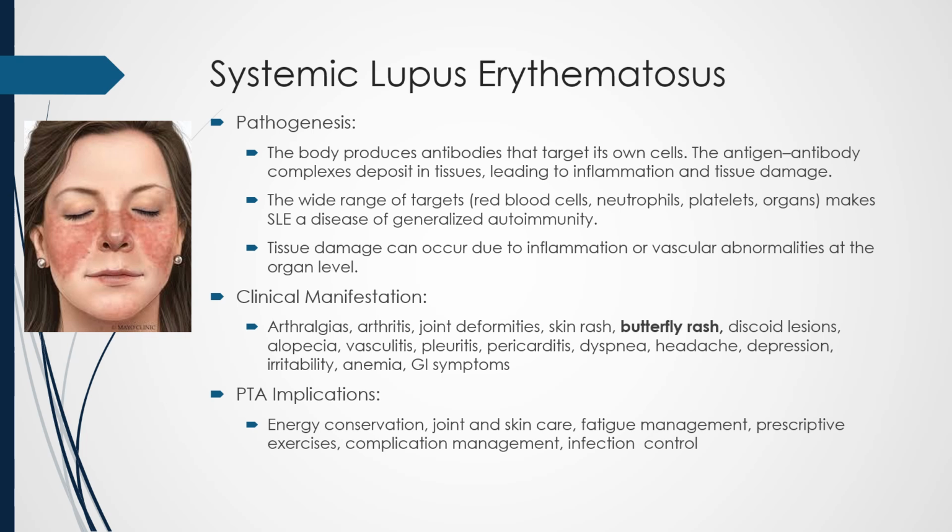Joint management follows the same protocols such as rheumatoid arthritis. The PTA should focus on joint protection techniques and educating the client on safe movement patterns to avoid exacerbation. Skin lesions should be thoroughly checked at each visit. The PTA can assist with skin care and prevention of breakdown, particularly in areas exposed to friction or pressure.